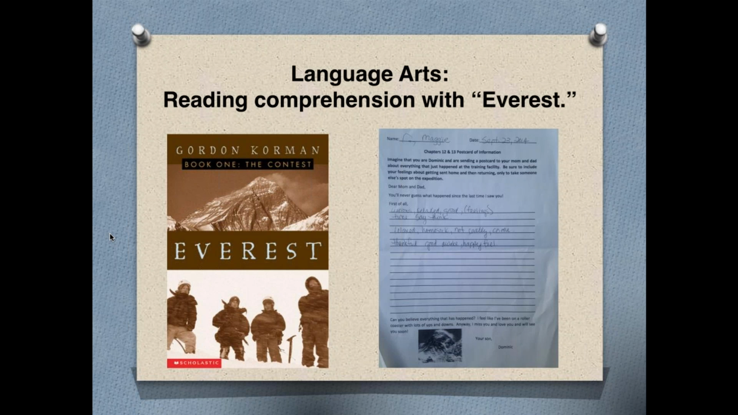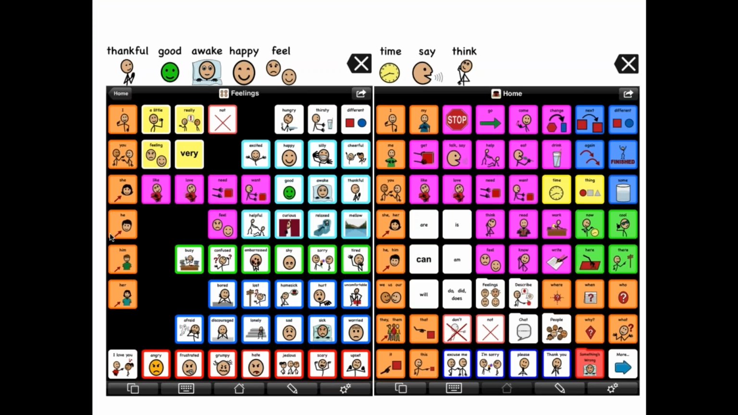What was really powerful about this assignment was getting students to think about the feelings of the characters and be able to summarize how the experiences had made the character feel in different ways. And in these two chapters, it had been very tumultuous. So using Maggie's communication system, she was able to really effectively talk about the feelings of the character, to really summarize them up in different sections of the book and show that she really was understanding it.